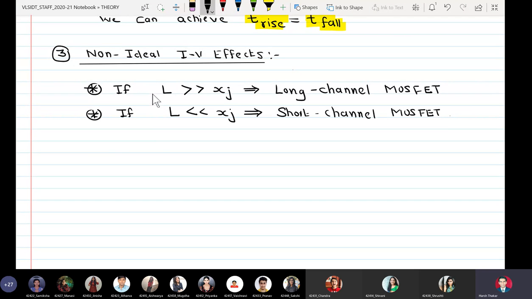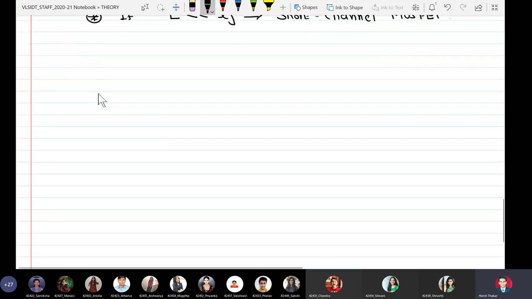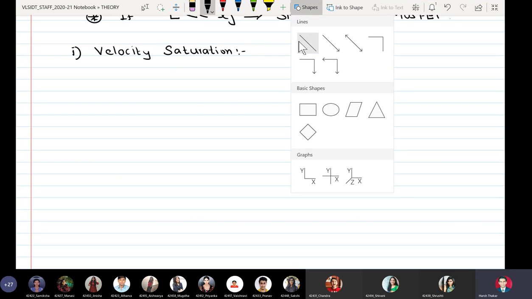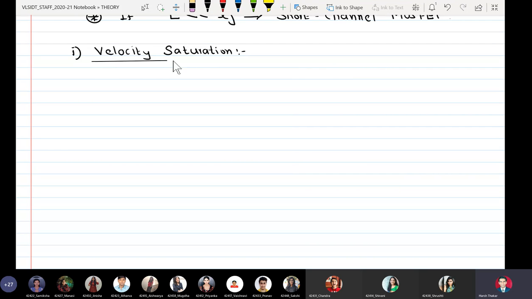Okay. Velocity saturation. So the name itself conveys to some extent what we are going to discuss. Okay, velocity saturation. Some of the formulas which we are going to write here will be definitely known to you, but we are going to apply them to a MOSFET structure.